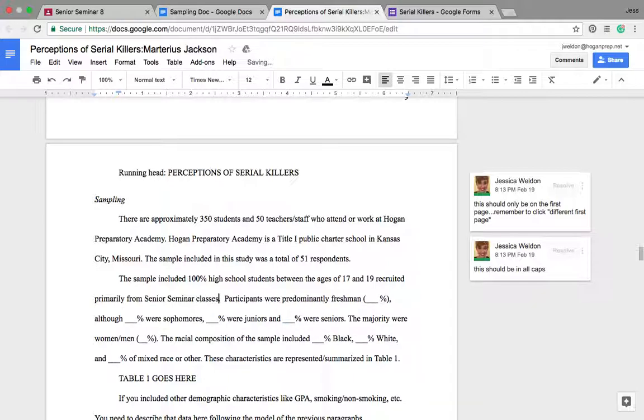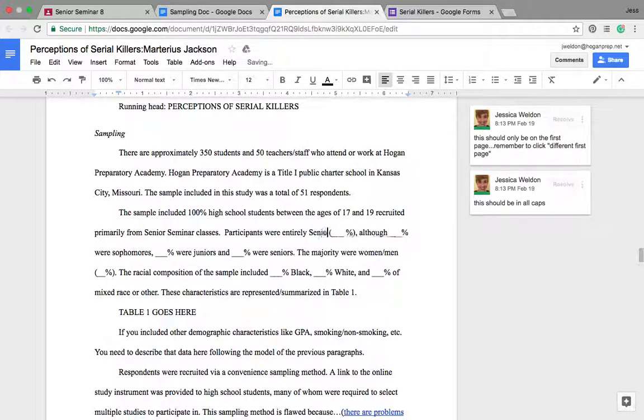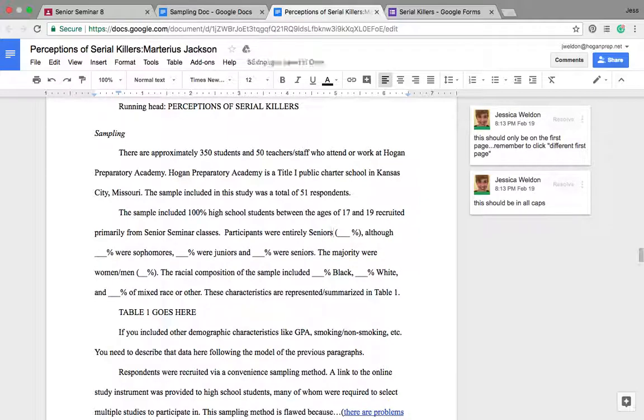Senior seminar classes. Okay, this part isn't true. It says participants were predominantly freshmen, although blank percent were sophomores, and so on. This is obviously not true. I think it's safe to say, because the youngest person is 17, we can take out the word predominantly and change it to entirely. And obviously they're not freshmen because they're 17, 18, and 19. Participants were entirely, I would say, high school seniors.